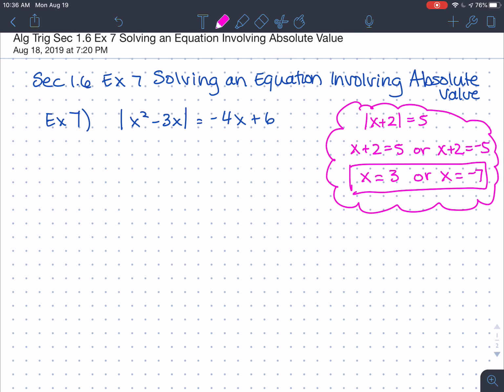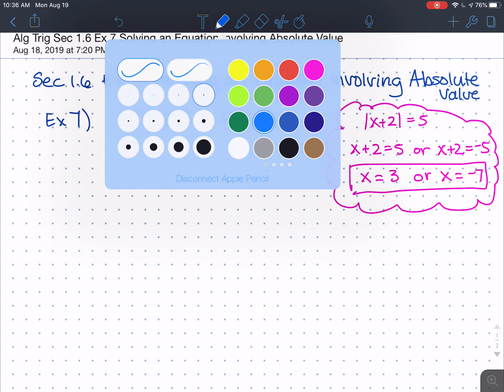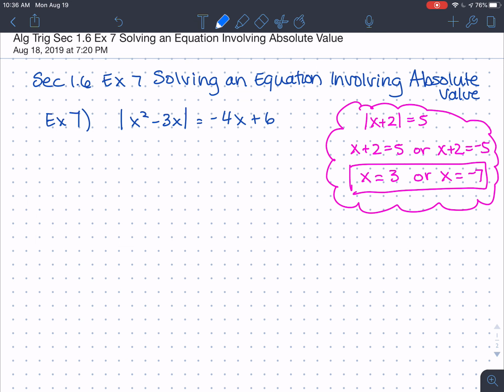What do we do over here? Well, essentially the same thing. I'm going to take what's inside the absolute value, x squared minus 3x, and we're going to set it equal to negative 4x plus 6, or the negative of negative 4x plus 6. Sorry, it's running into the pink there. Either one of those could work, because again, once we take the absolute value, we'd be back at negative 4x plus 6. Then we just solve each one of these quadratics.